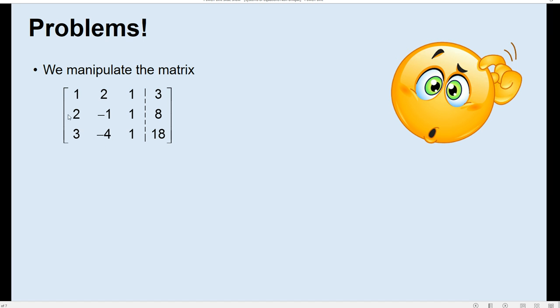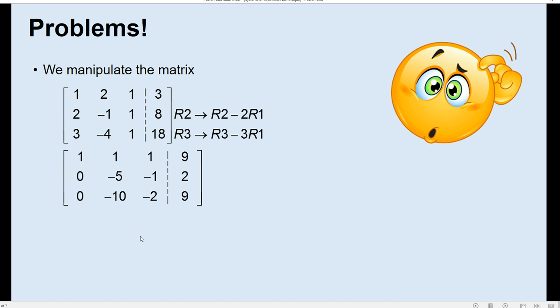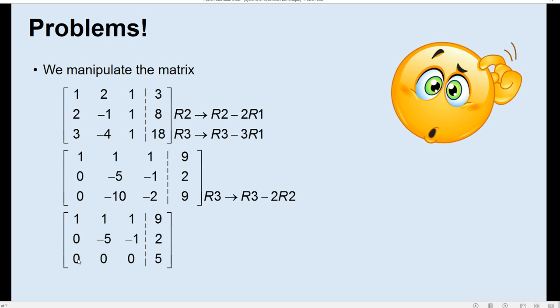So I'm going to say row 2 minus 2 row 1, and I'm going to say row 3 minus 3 row 1. So here's our instructions, and here's the results. So getting my 0 here, I'm going to say row 3 minus 2 times row 1. And there's our finished result. We've got zeros all the way around here.